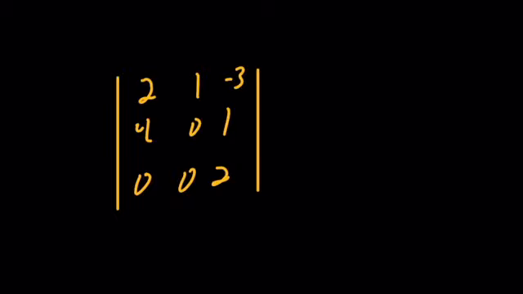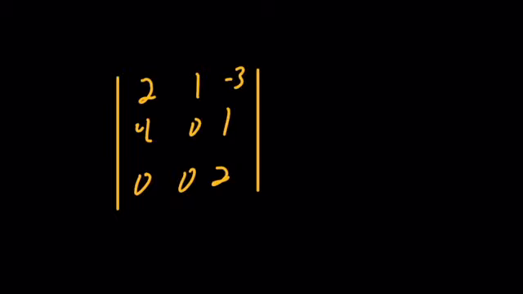And operations performed in the columns of a matrix are elementary column operations. And two matrices are column equivalent when one can be obtained from the other by elementary column operations. So let's say we have this matrix right here.